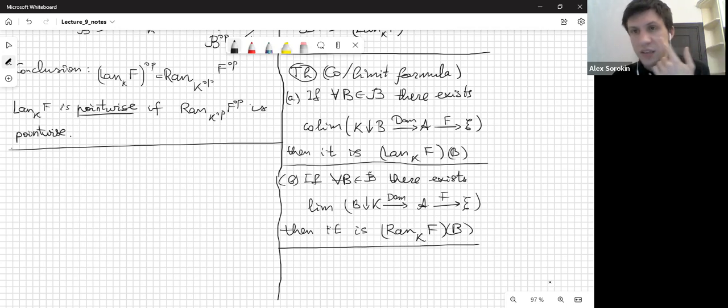Before it was stated in terms of ends and coends. If you use the end and coend formula in the proper way, so use the category of elements of certain functors, you will get these comma categories, K over B or B over K. And you will have this formula. So if coends exist, they will give you Kan extensions. If these colimits and limits exist, they will give you, again, Kan extensions.